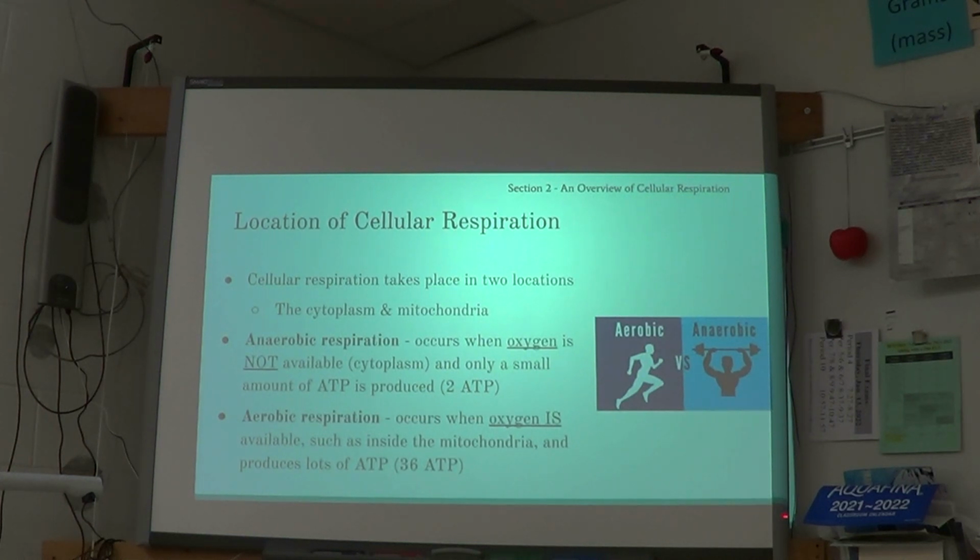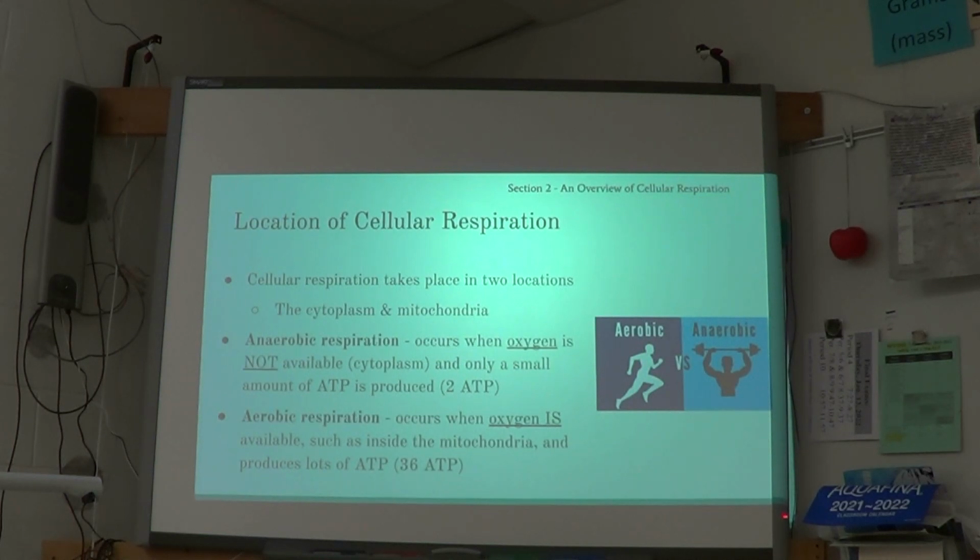So cellular respiration occurs in the cytoplasm and the mitochondria. If there's an absence of oxygen or there's not enough oxygen present, we call it anaerobic respiration. You're starving for oxygen, anaerobic. If there's enough oxygen, we refer to that as aerobic respiration. Now, big picture, anaerobic, no oxygen, small amount of ATP. We often cite 2.